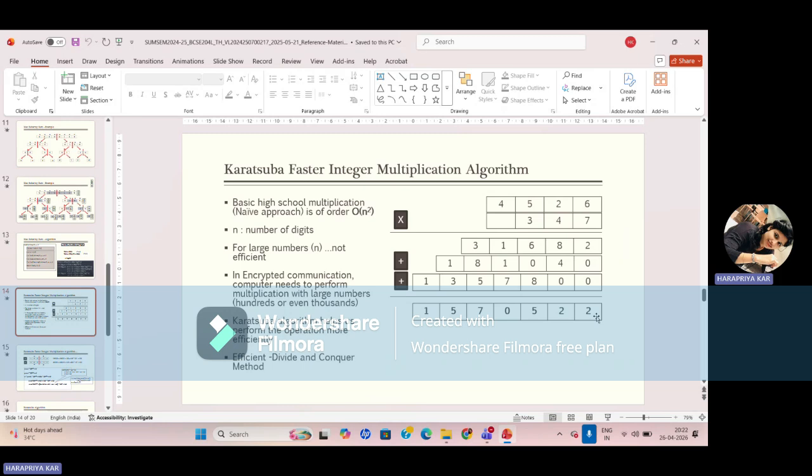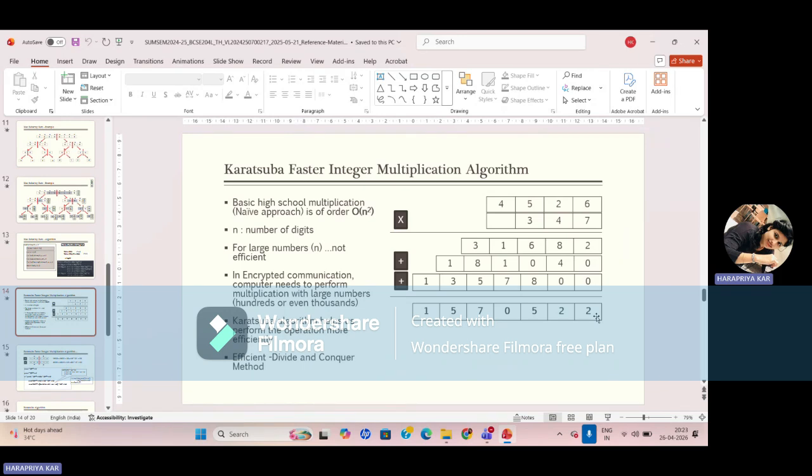First of all, the basic high school multiplication, the naive approach, is of order big O of n square. This is the basic thing whenever we are doing integer multiplication. So this multiplication algorithm follows the naive approach, that is big O of n square. That means the time complexity is very high in this algorithm, and the number of digits is n here. So for large numbers n, it is not efficient. If you are considering a large number n, then this is not an efficient algorithm.